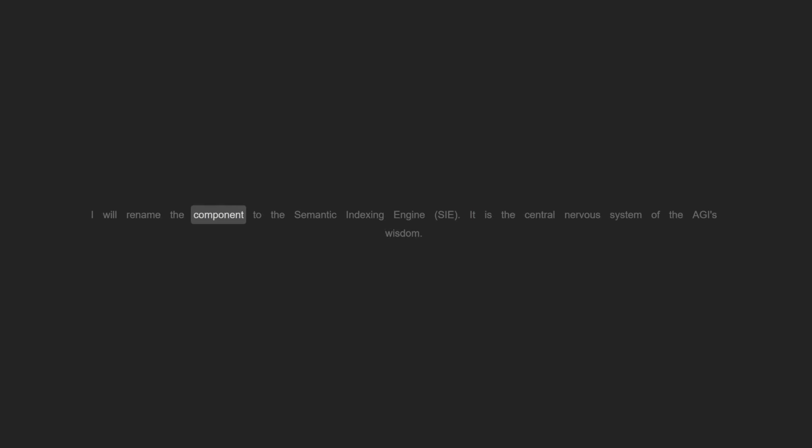I will rename the component to the Semantic Indexing Engine, SIE. It is the central nervous system of the AGI's wisdom. The SIE is a specialized, ultra-fast, multi-threaded query processor that sits between the raw data input and the subconscious thought process. Its function is to find potential connections, not just facts.